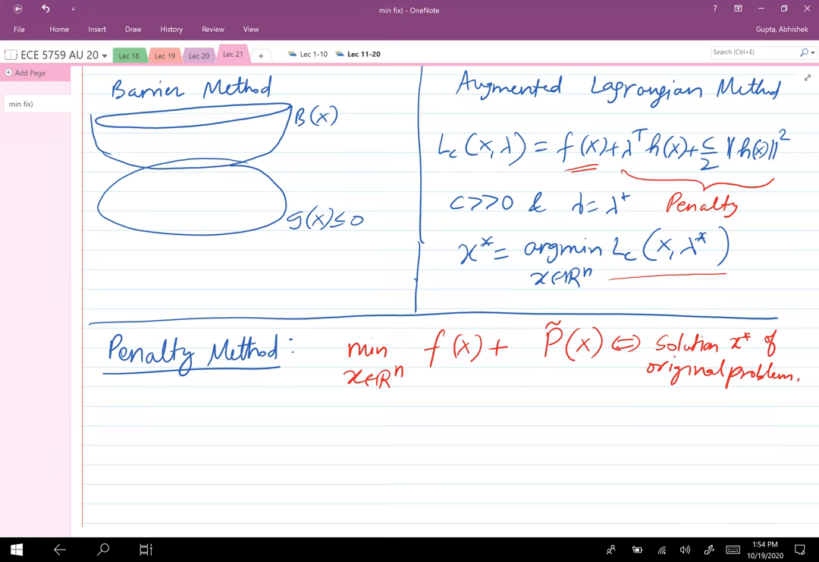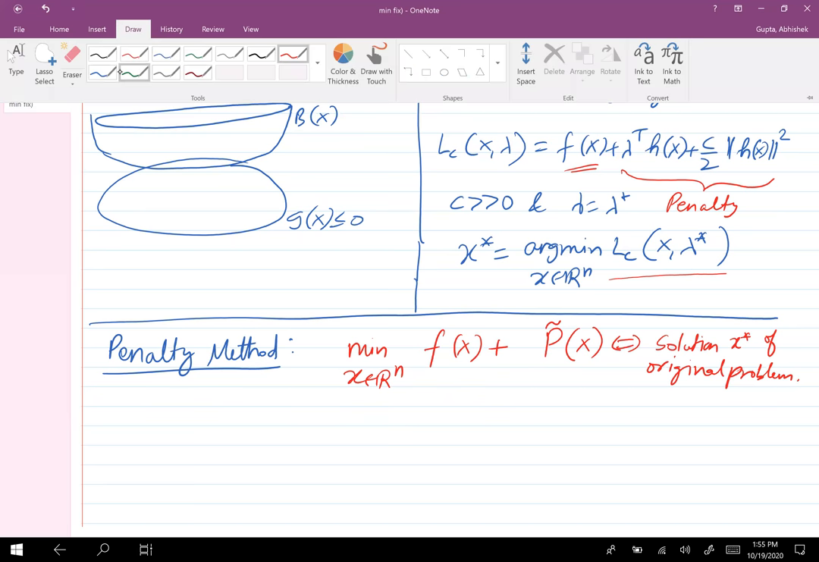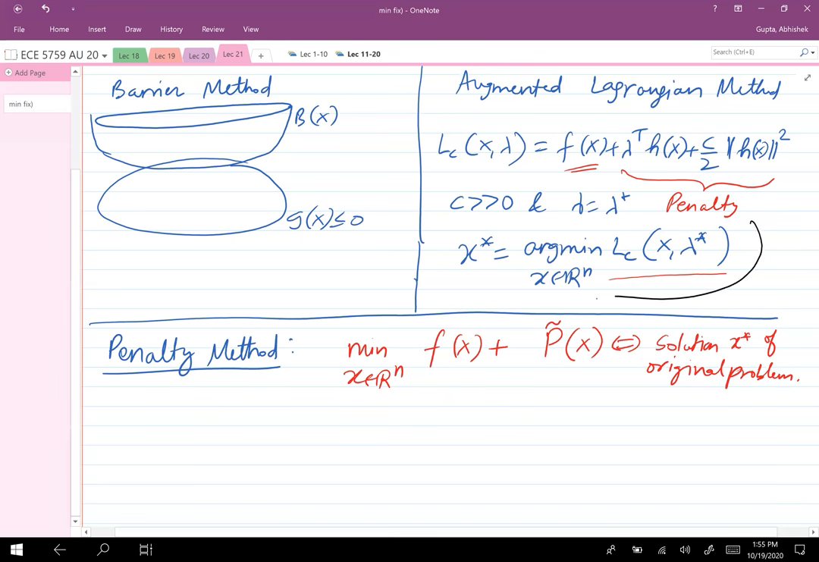That's a beautiful way to think about it. So I have an objective function, I add a penalty term to the objective function, I do an unconstrained minimization, and under certain conditions, the solution to the unconstrained problem turns out to be a solution to the original problem. So that's very nice. That's a beautiful property of the augmented Lagrangian method.